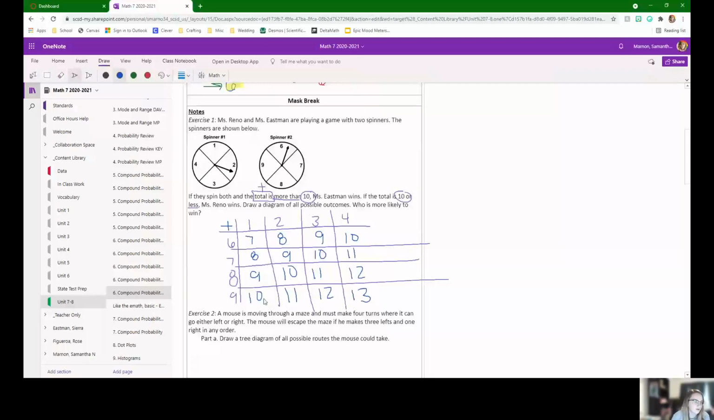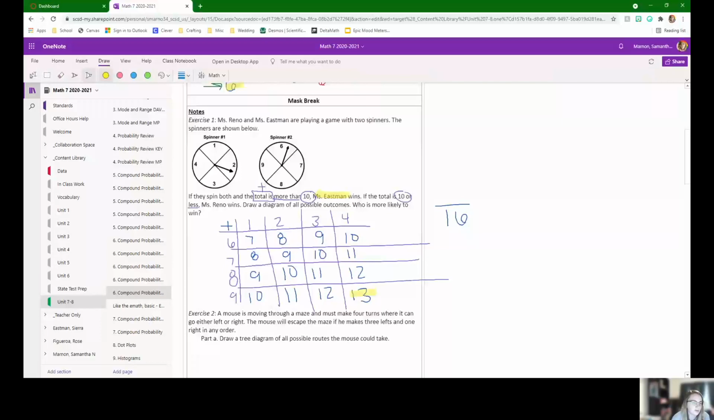So if I look, I have 4 by 4. This is 16 different possibilities, so something out of 16. Let's count how many for Miss Eastman. If the total is more than 10, Miss Eastman wins. So I'm going to highlight the ones for Miss Eastman in yellow.